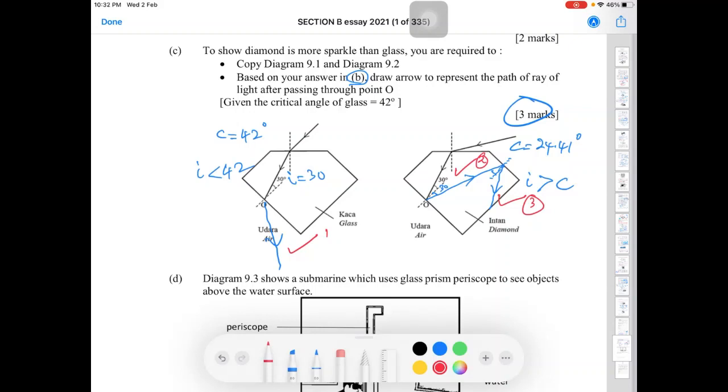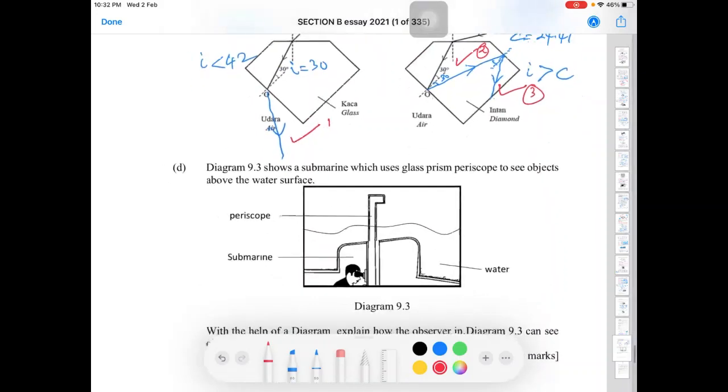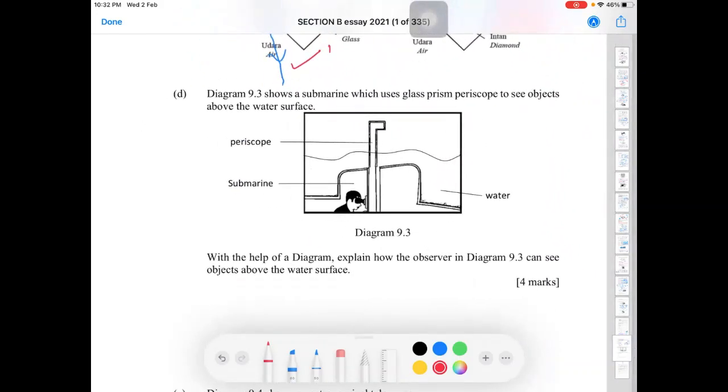Selalunya total internal reflection you memang kena lukis 2 atau lebih. Baru dia akan kata okey yang betul-betul ni total internal reflection. Okay? Alright. Okay, kita teruskan the D.